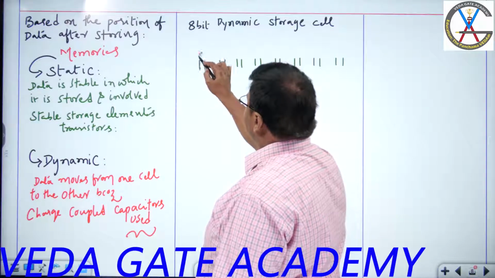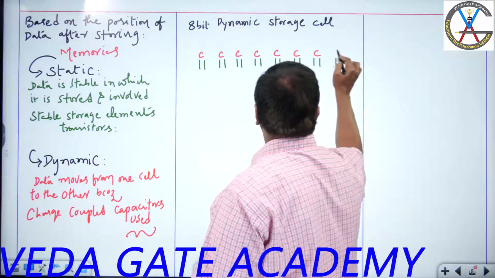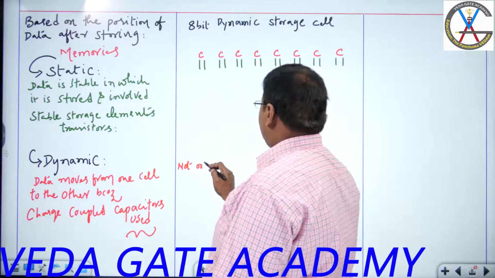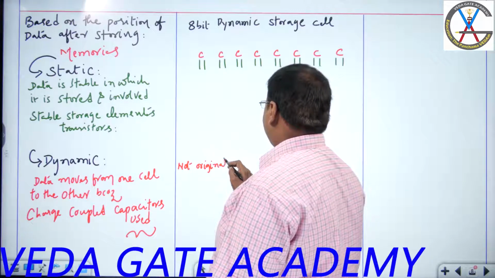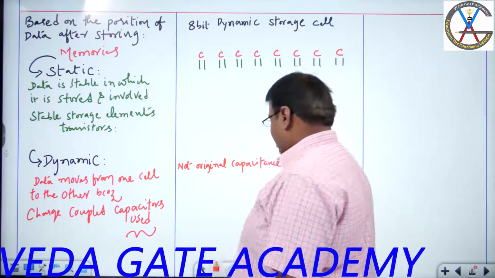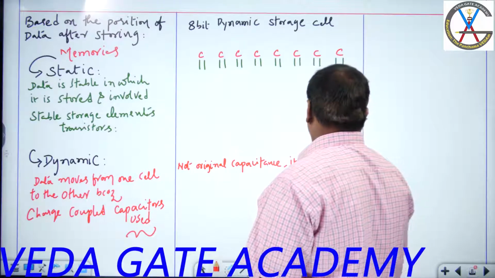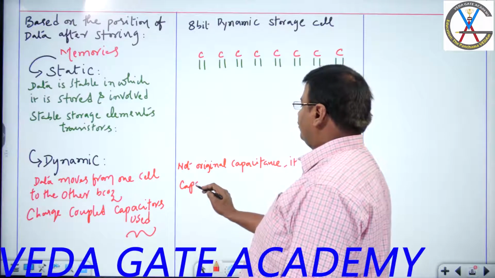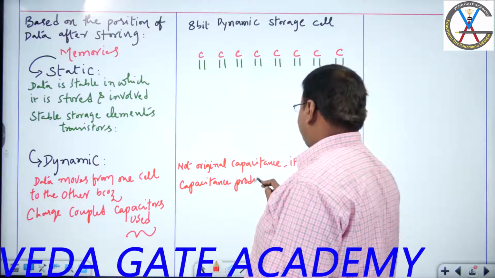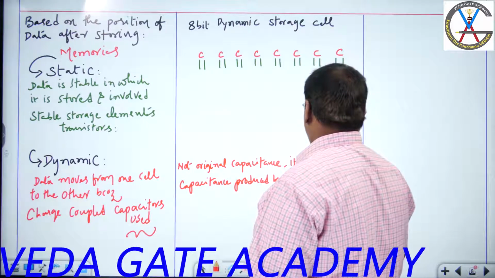And these are 8 capacitors. So here a comment: not original capacitance. It is stray capacitance produced by MOSFET. Stray capacitance produced by MOSFET.